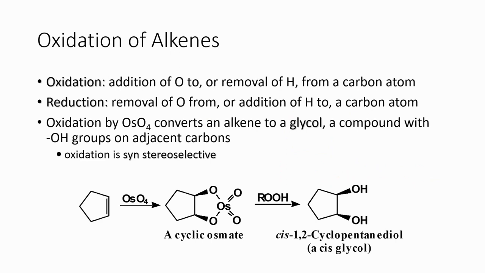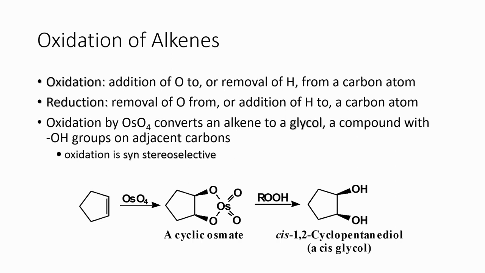So next up is oxidation of alkenes. In oxidation, we add oxygen or remove hydrogen from a carbon atom. Reduction is just the opposite, the removal of an oxygen from or the addition of a hydrogen to a carbon atom. It's the way we really look at oxidation and reduction in organic chemistry. So here we're going to look at oxidation, adding bonds to oxygen. So adding carbon to oxygen bonds.